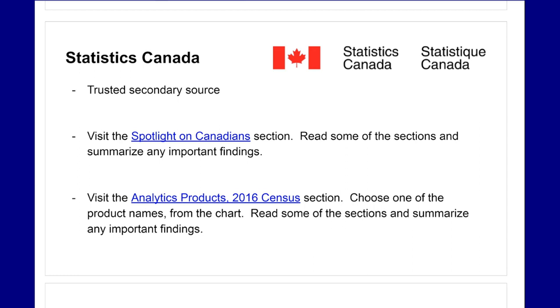Right? So you can visit a couple things. You can look at the 2016 census section, read through some of the sections, summarize if there's any important findings. You can look at the Spotlight on Canadians and read through certain sections just to see what there is. So I do recommend taking a look at Statistics Canada, just to see what's available, what data is out there.